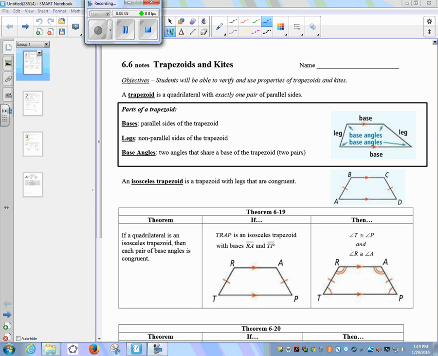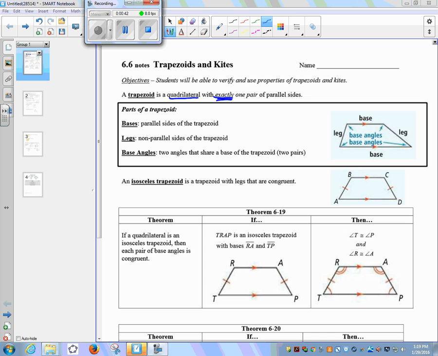A trapezoid, by definition, remember we said definitions of quadrilaterals are really important to be precise. A trapezoid is a quadrilateral. Remember, that's a four-sided polygon with exactly one pair of parallel sides. So it's not just that it has to have a pair of parallel sides, it can only have one pair. Otherwise, it would be considered a parallelogram, and that's a completely separate category. Okay, so a trapezoid has exactly one pair of parallel sides.